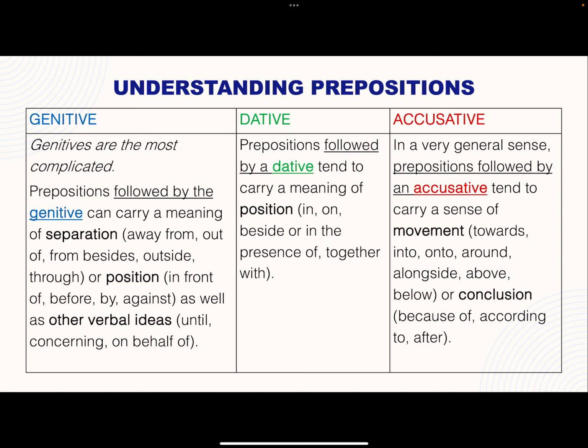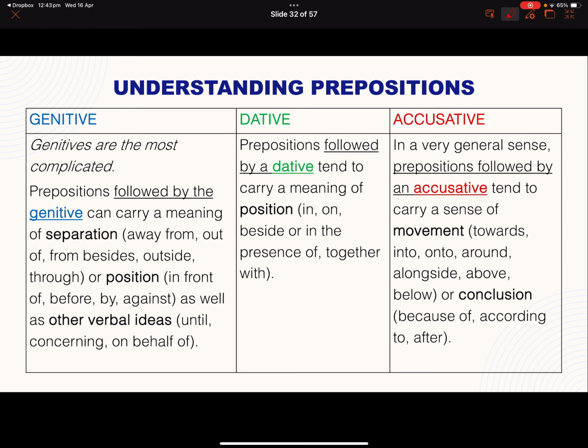Genitives are probably the most complicated to get your head around, in the sense that they can be followed by words that carry lots of different meanings. So, for instance, a genitive can be followed by a word which carries the sense of separation: away from, out of, outside. They can also carry the meaning of words of position: in front of, before, against. But they can also carry the meaning of other ideas like until or concerning or on behalf.